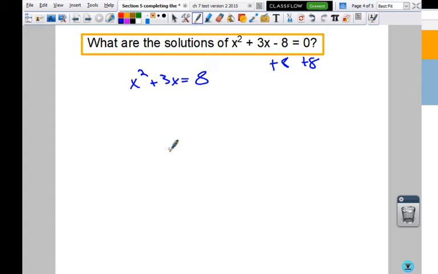Caleb, what's next? 3 divided by 2. Yep. 3 divided by 2 squared. And we get 1.5 squared, right? What is that, DeAndre? What is that 1.5 squared equal? 2.25. Oh, I thought you said 1.25. 2.25. Alright, what do we do after that?